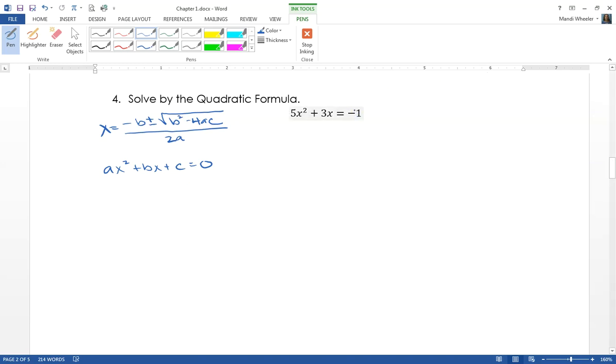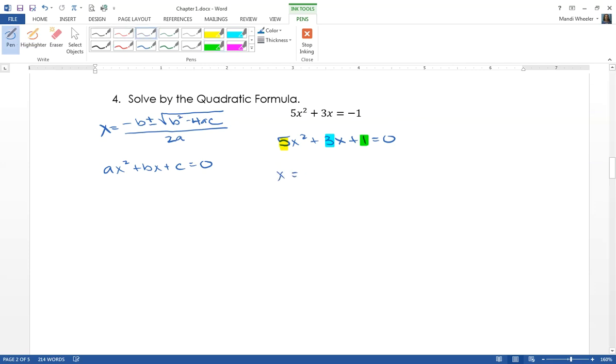So I need to move this negative 1 over. In order to do that, we're going to add 1. So we've got 5x squared plus 3x, and then we move that over, we're going to get a positive 1. Make sure you change the sign when it comes across the equal sign. And then we're just going to plug in here. So we've got our a, we've got our b, and we've got our c.